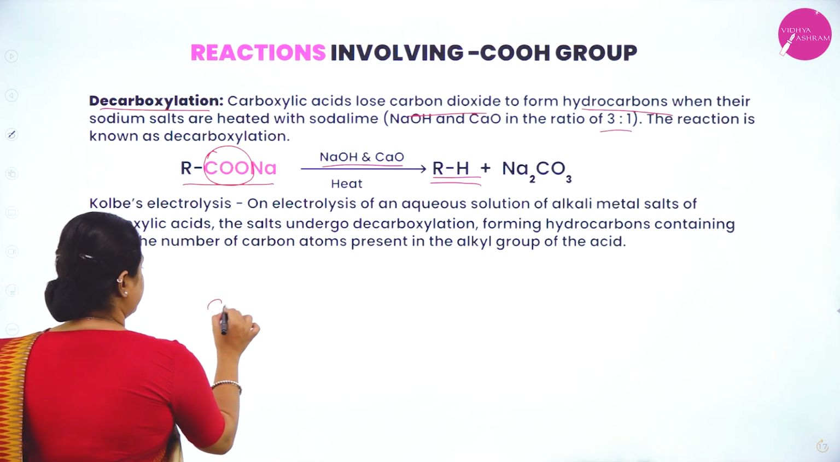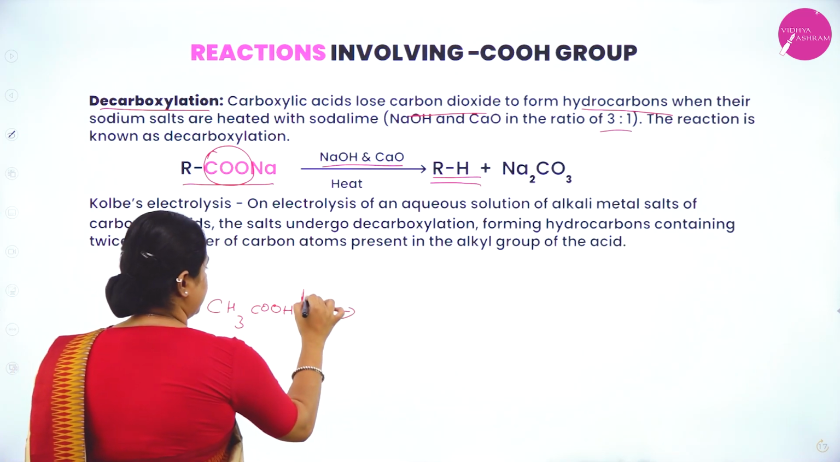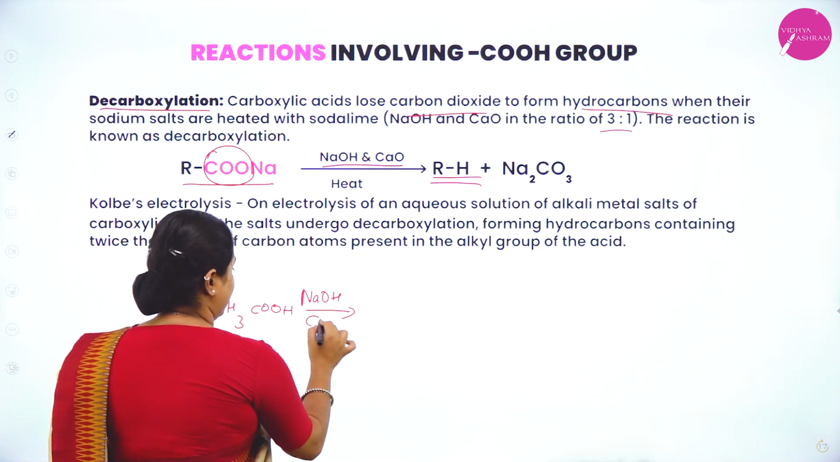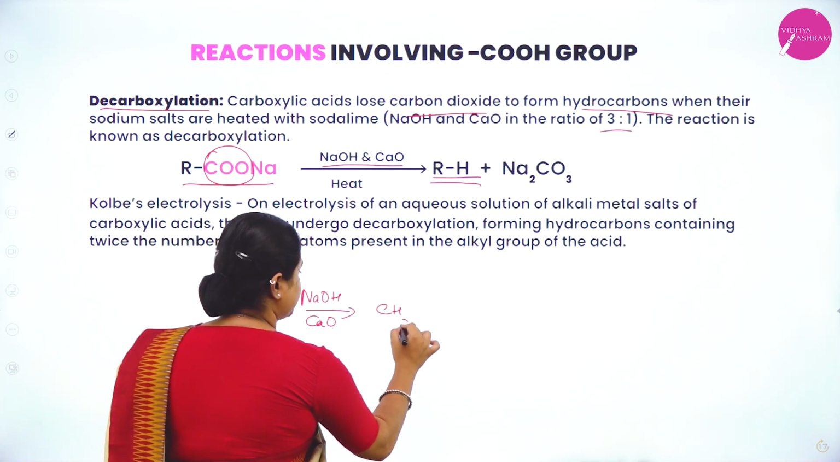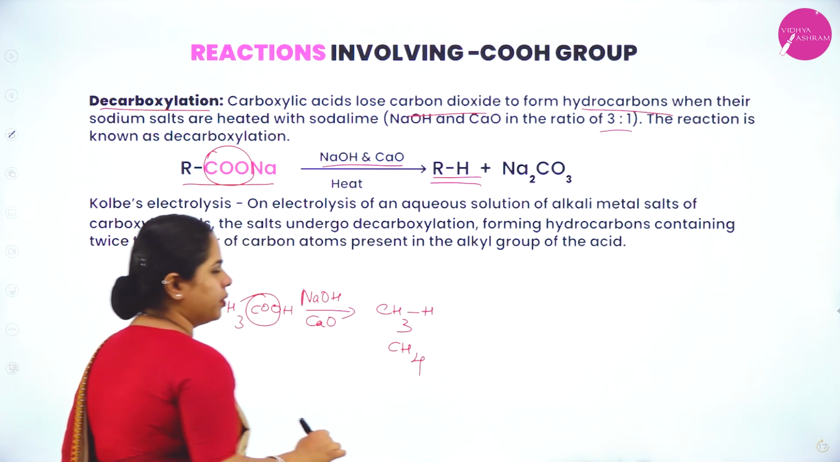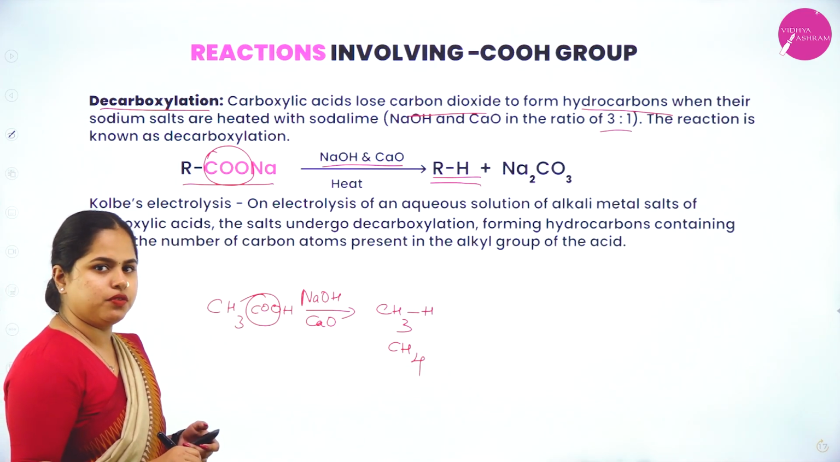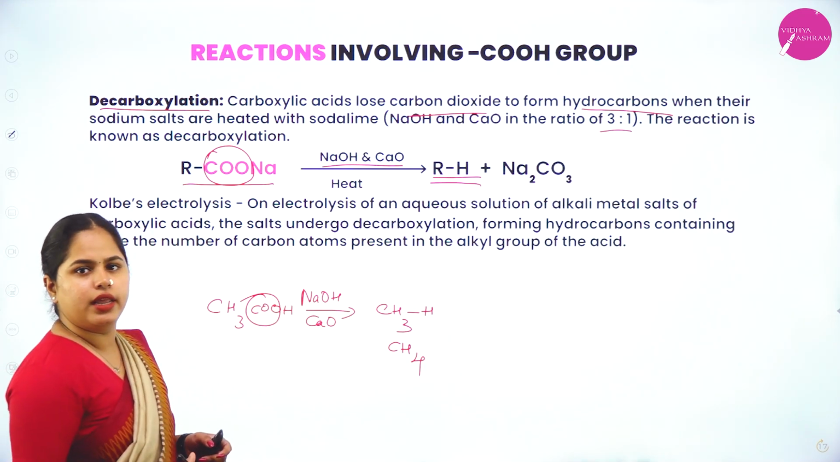So let's take an example. CH3COOH I am taking. What is going to happen? It is going to react with NaOH and calcium oxide. So what is going to happen? Carbon dioxide is going to be removed. You will get CH3 and the hydrogen. So what is it actually? Methane will be formed, right? And sodium bicarbonate will be present as a byproduct, which is obtained from the soda lime that we are using.